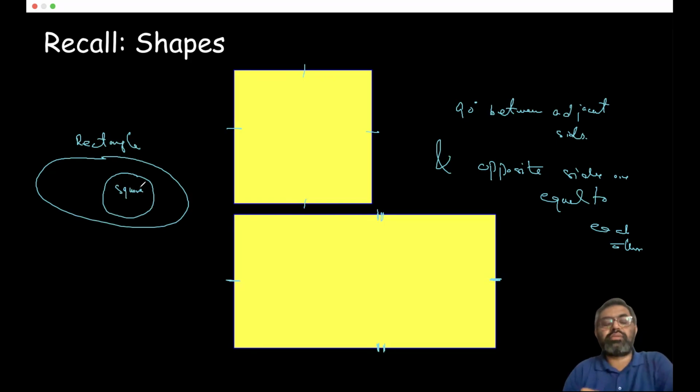So all squares are rectangles, right? But all rectangles are not squares. These rectangles may have different length and width. So a square is a special kind of rectangle. Just like with triangles, we can call it an equilateral rectangle, a rectangle with all sides equal. So this is called a square.